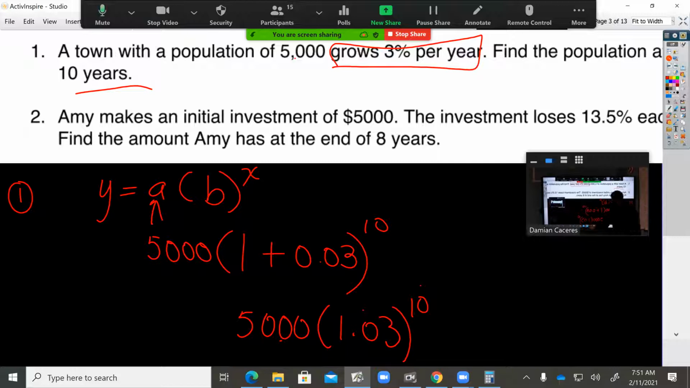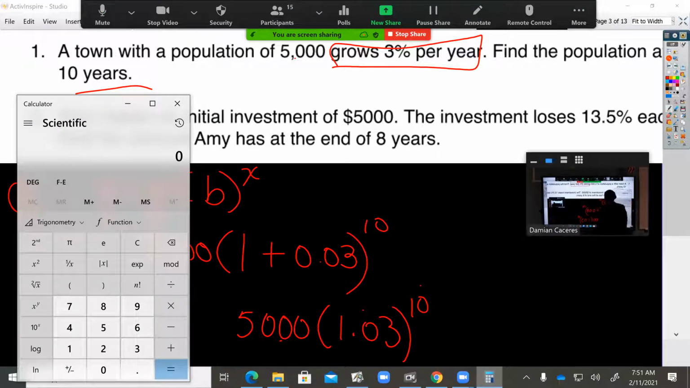So I'm going to show you on this calculator the order. 1.03. That's where you start. Exponent 10, equals. We get a crazy decimal. That's okay. We multiply it by 5,000.